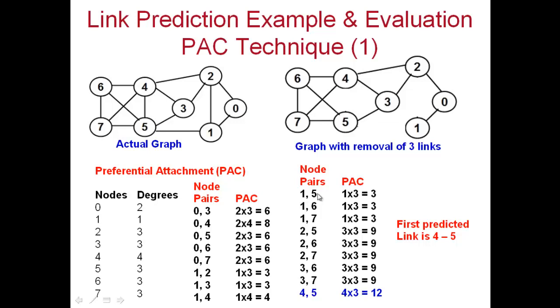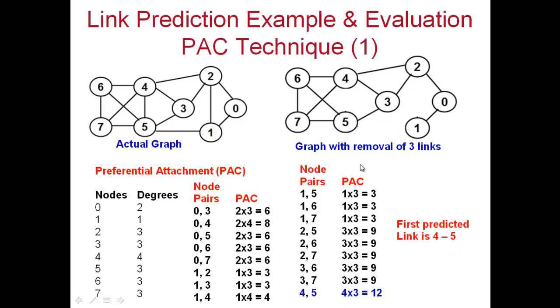Say for example, for 1, 5, for node 1 the degree is 1, for 5 the degree is 3, so it's 1 times 3. Say for 2, 6, the degree of 2 is 3, the degree of 6 is 3, so 3 times 3, which is 9. So for 4, 5, the degree of 4 is 4, the degree of 5 is 3, so 4 times 3, 12. So among all the PAC values, 12 is the largest. So the corresponding node pair 4, 5 is predicted to have the first link.